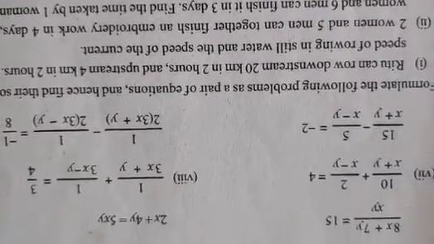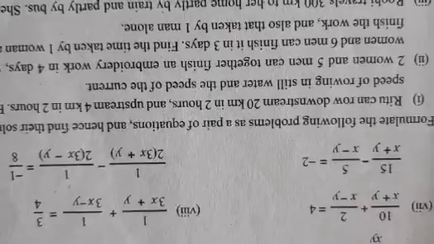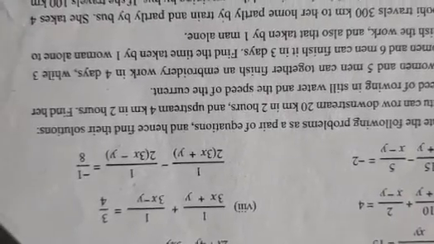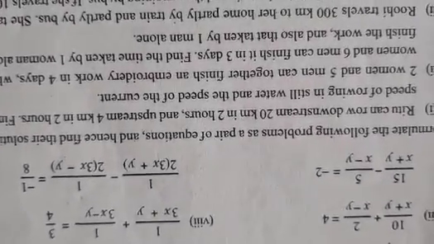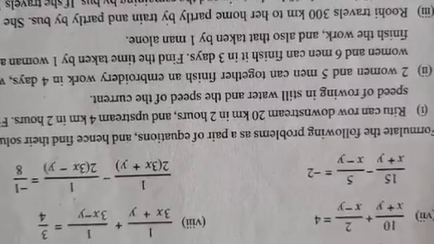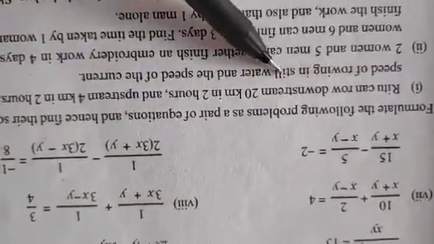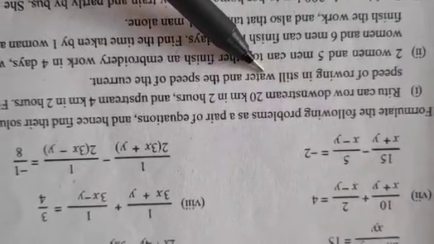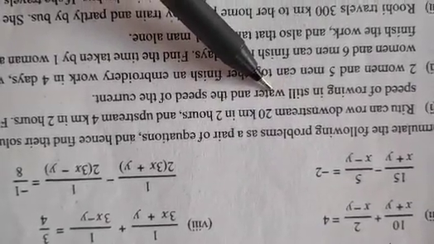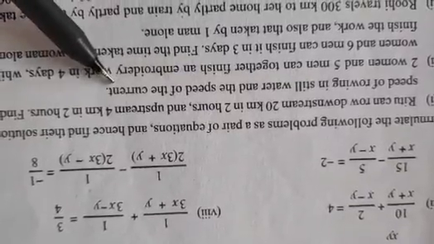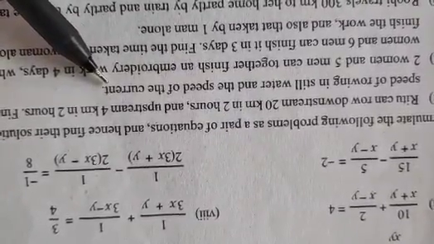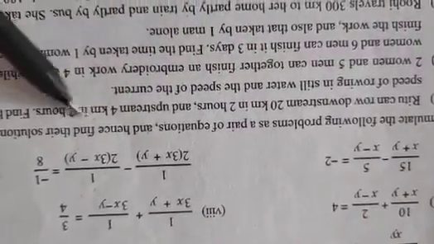The first question says, Ritu can row downstream 20 km in 2 hours and upstream 4 km in 2 hours. Find her speed of rowing in still water as well as speed of current. So here 2 things are to be supposed. Speed of rowing in still water, let us assume that speed to be x kilometers per hour and speed of the water current to be y kilometers per hour.